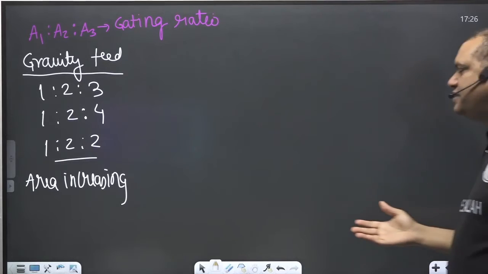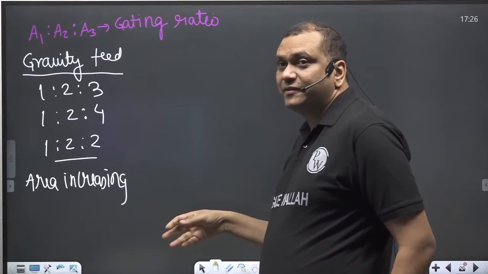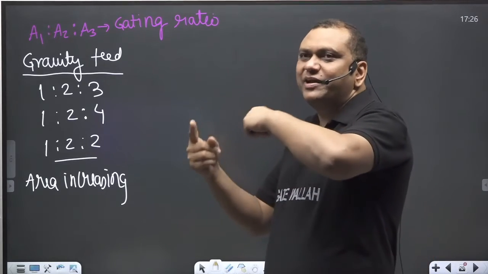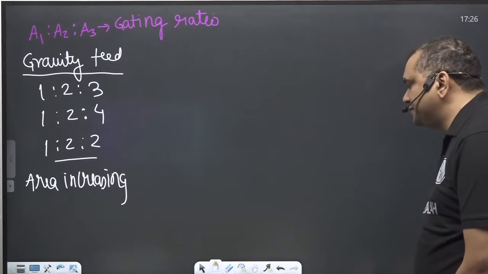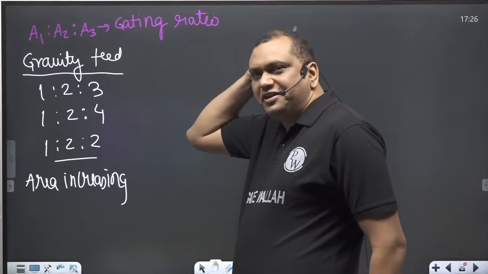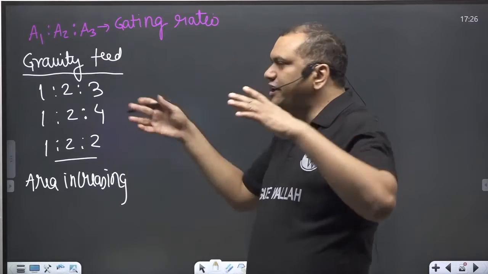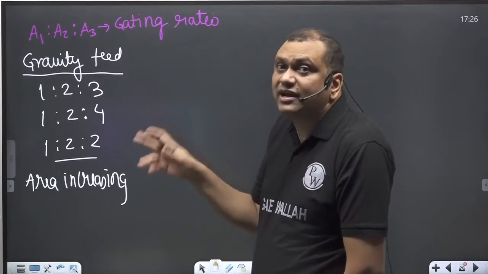This data is being asked a lot in KIT. That's the reason I am roaming around the same point repeatedly. In a gravity feed system, the area should increase. A1 is a sprue base, A2 is entry to the horizontal runner, and A3 is the entry to the casting.